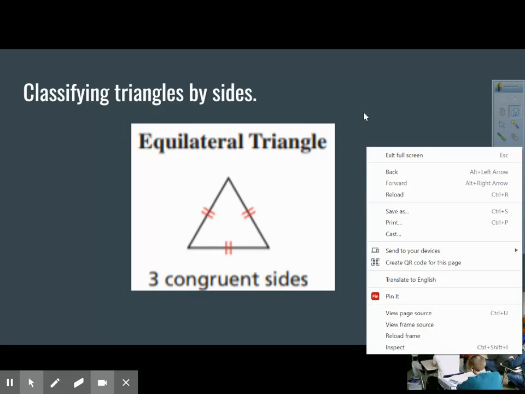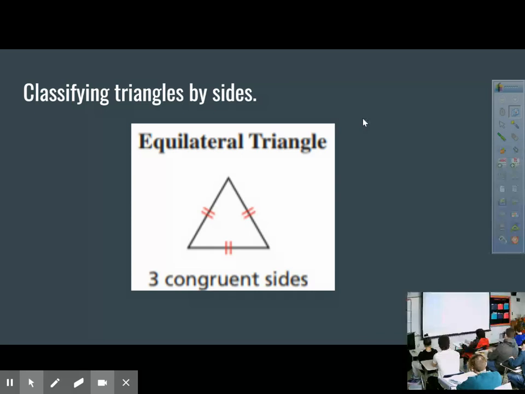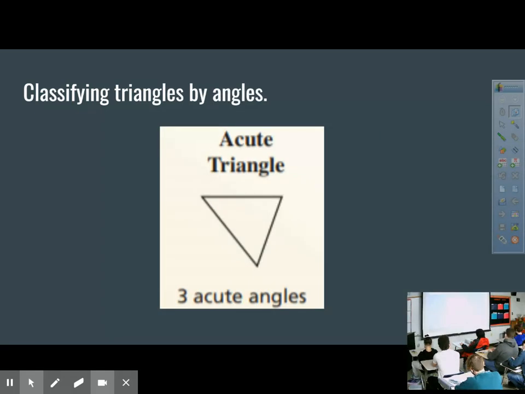Alright, the next thing is classifying triangles by angles. And the first one is an acute triangle. An acute triangle has three acute angles. Three acute angles. So over there on the definition, you need to write three acute angles.